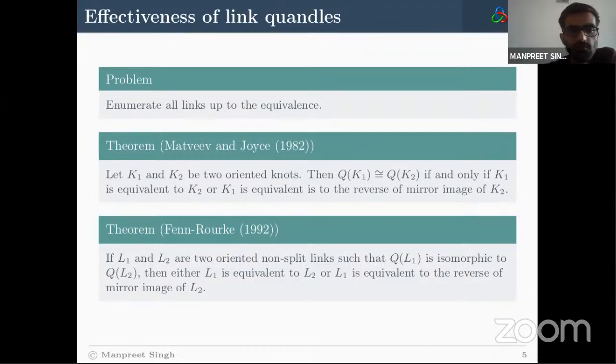One of the fundamental problems in knot theory is to list all links up to equivalence, by which we mean ambient isotopy of links. It was proved by Matveev and Joyce independently around the 1980s that link quandles are an almost complete knot invariant. What I mean by this is that if K1 and K2 are any two oriented knots, then their knot quandles are isomorphic if and only if K1 is equivalent to K2 or K1 is equivalent to the reverse of the mirror image of K2. This result was later extended to non-split links by Fenn and Rourke.